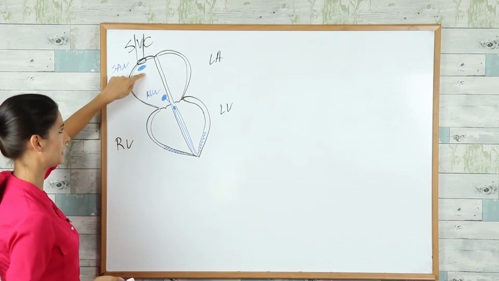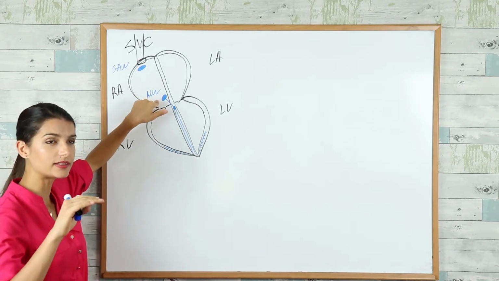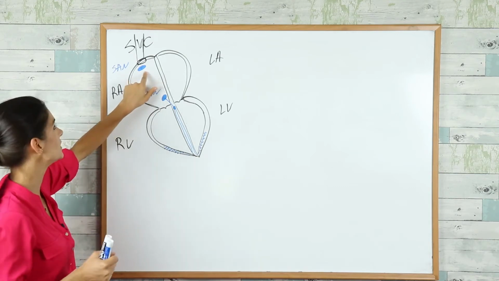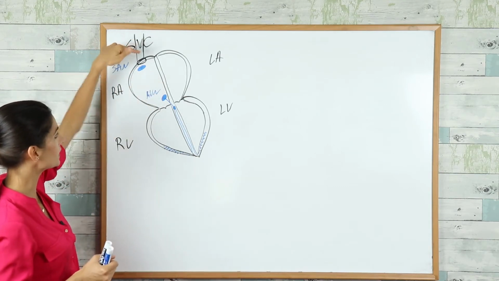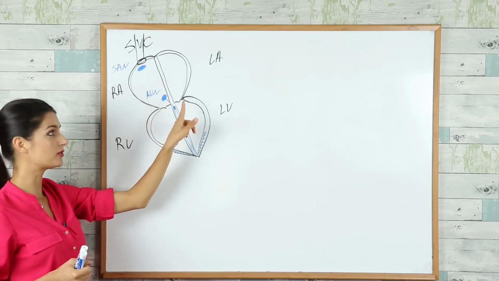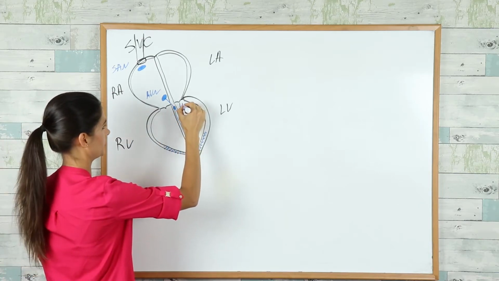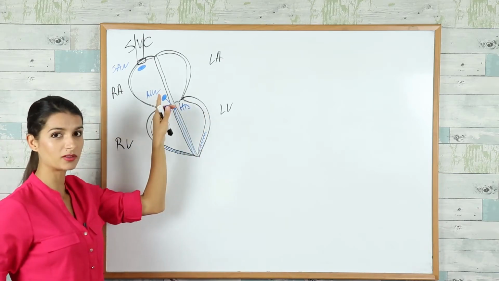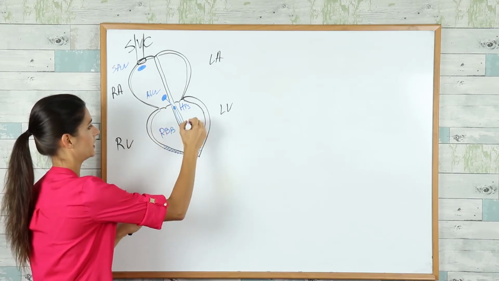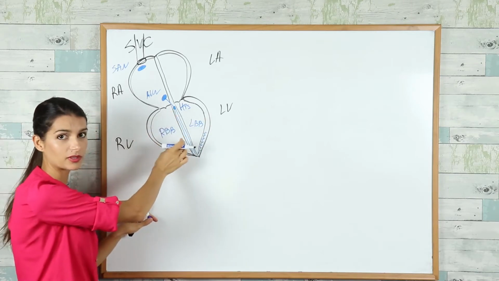So once it's generated here, it travels to the AV node, which is located right at the basis of the right atrium, whereas the sinoatrial node is located in the junction between the superior vena cava and the right atrium. So from the AV node, the impulse travels to the bundle of His. So this blue dot here is the bundle of His. And from there, the bundle of His splits into 2, into the right bundle branch and the left bundle branch. They travel here in the interventricular septum.